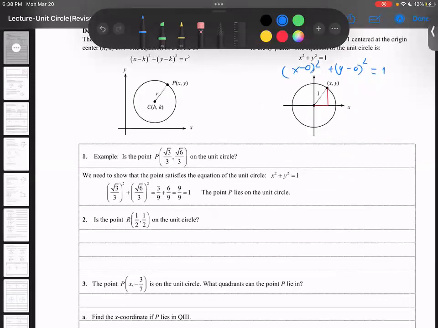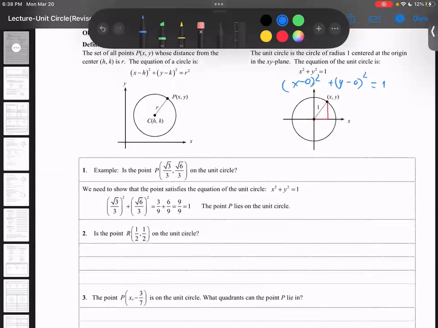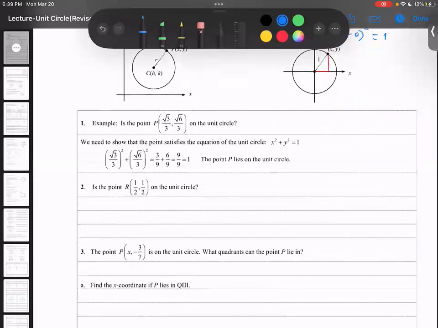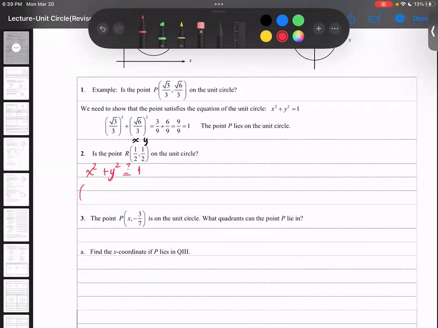Now, if you want to know if a point is on the unit circle, all you have to do is check that the sum of the squares of x and y is equal to 1. For example, problem 2, I want to know if the point (1/2, 1/2) is on the unit circle. Here is my x, here's my y. I want to check if x squared plus y squared is indeed equal to 1. If it is equal to 1, then the point is on the unit circle. So let's check that. 1/2 squared is a quarter, plus another quarter, which is 1/2. And it is not equal to 1. So we can conclude that the point is not on the unit circle.